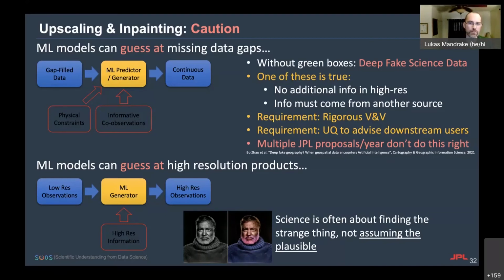So what should caution look like here? Ensuring independent truth is available for validation at the higher resolution or within the predicted gaps. Good old-fashioned cross-validation, and embracing uncertainty quantification as a warning for downstream users to what the variation could be for the estimates. Despite these reasonable suggestions, I see multiple proposals a year present these frameworks like the ones before you now. As we build the SUDS community together, let's make sure that everyone gets the opportunity to learn not only powerful data science capabilities, but also the rigor to use them wisely.